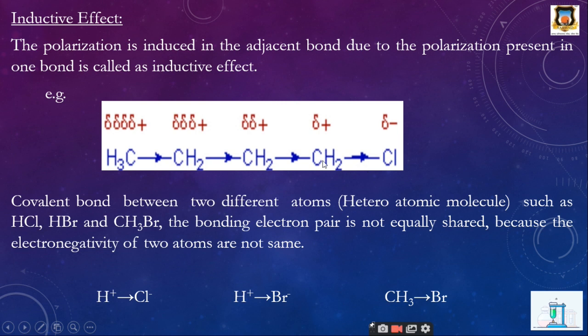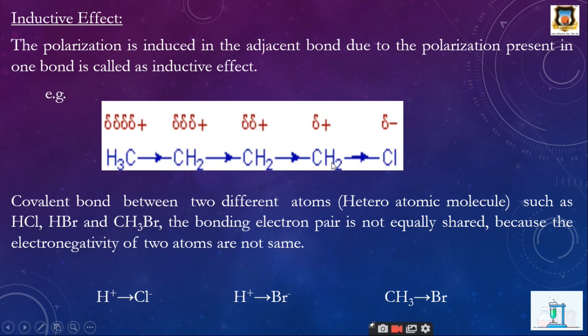CH2Cl, that is, this chlorine is more electronegative than carbon, therefore it has tendency to withdraw or pull this bonding pair of electrons towards itself, therefore it acquires slight negative charge and carbon acquires slight positive charge. Therefore, there is polarization in this bond, and the polarization is induced in adjacent bond due to the polarization present in one bond is called inductive effect.